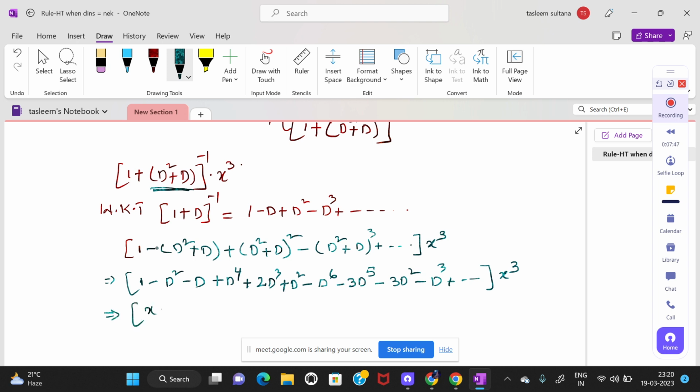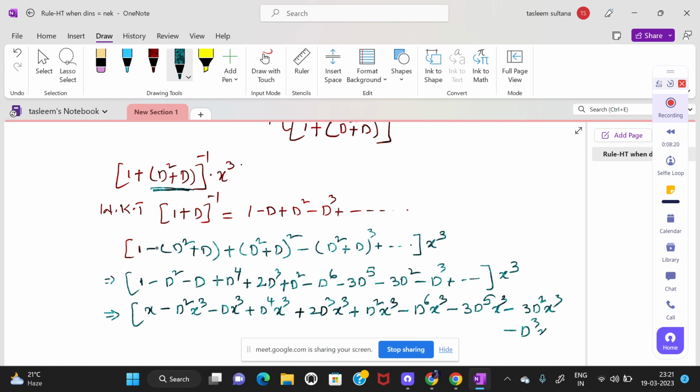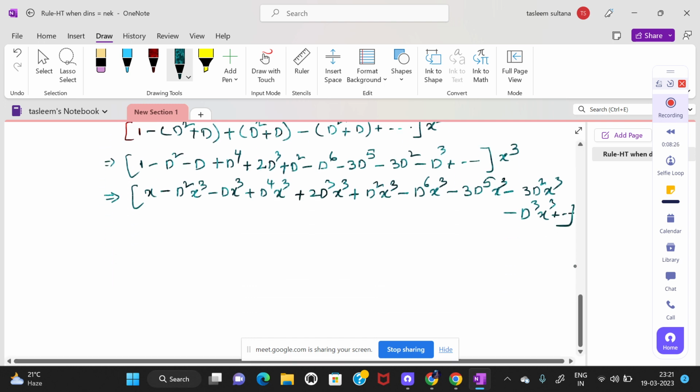x minus d square x cube minus d x cube plus d power 4 x cube plus 2d cube x cube, then plus d square x cube minus d power 6 x cube minus 3 d power 5 x cube, then minus 3d square x cube minus d cube x cube plus so on. Then make this equal to your equation number 1. Till now we have not given any equation number.